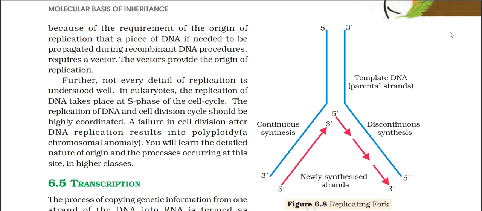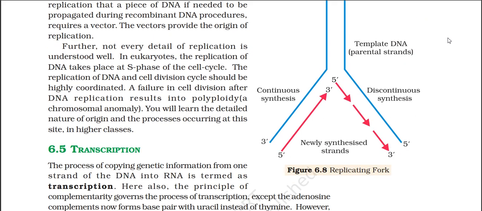Further, not every detail of replication is understood well. In eukaryotes, the replication of DNA takes place at S phase of the cell cycle. The replication of DNA and cell division cycle should be highly coordinated. A failure in cell division after DNA replication results into polyploidy, a chromosomal anomaly. You will learn the detailed nature of origin and the processes occurring at this site in higher classes. 6.5 Transcription.